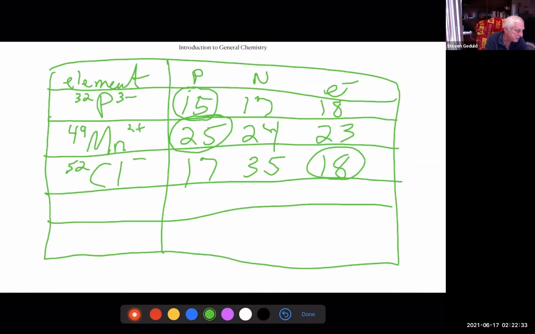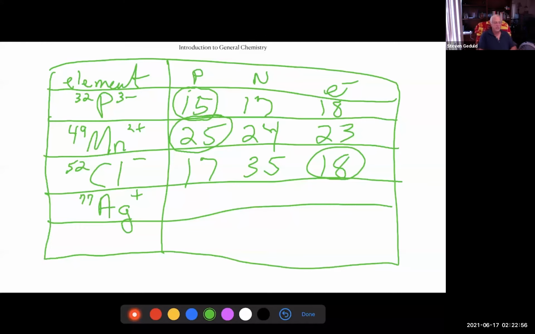Let me make sure the numbers are right between these books. Silver is still good. So let's do Ag plus, and silver is 7 and 30 is 77. Okay. So Ag plus 77.